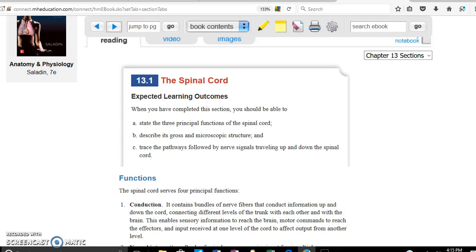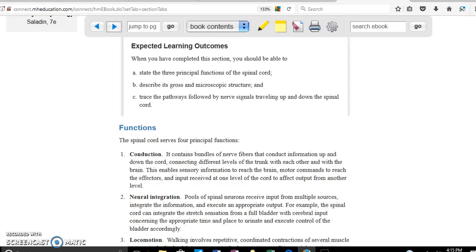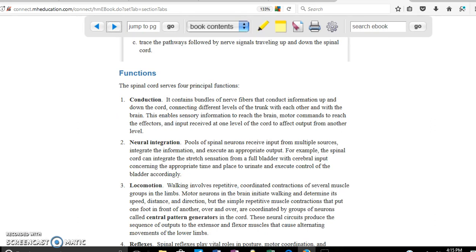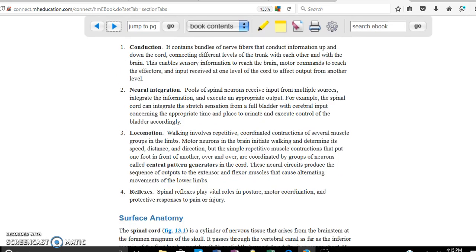Okay, the next chapter, chapter 13, is the spinal cord. We're going to be talking about its functions, for example, conduction, because it allows us to take information up and down the spinal cord to reach the brain. Neurointegration, there's a lot of coordination that happens at the level of our spinal cord. Locomotion involves a continuous coordination of muscles in order to walk, and this coordination happens many times at the level of the spinal cord.